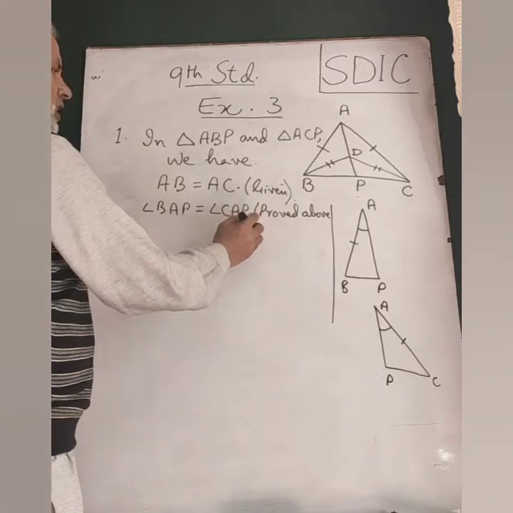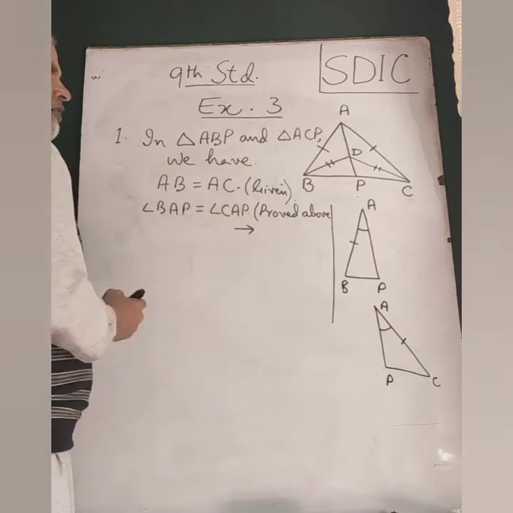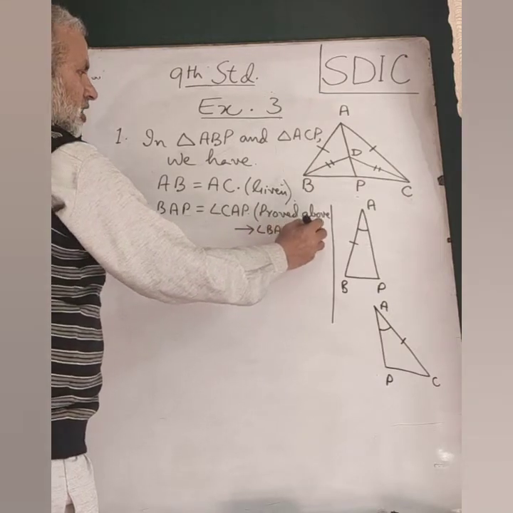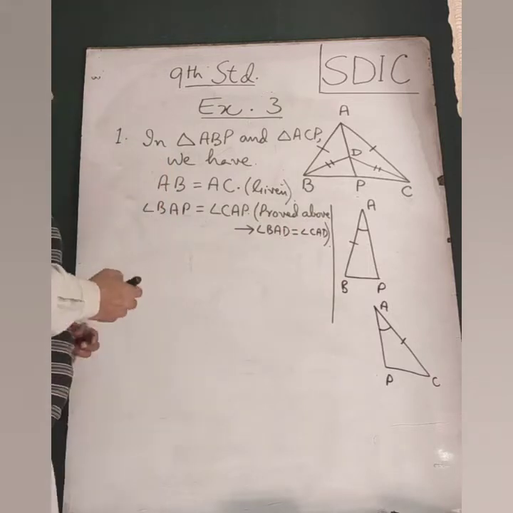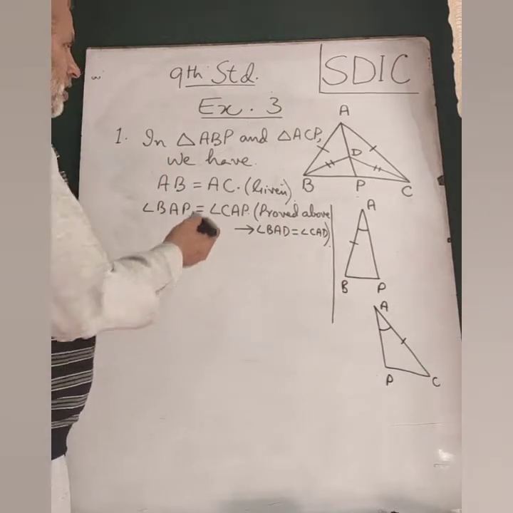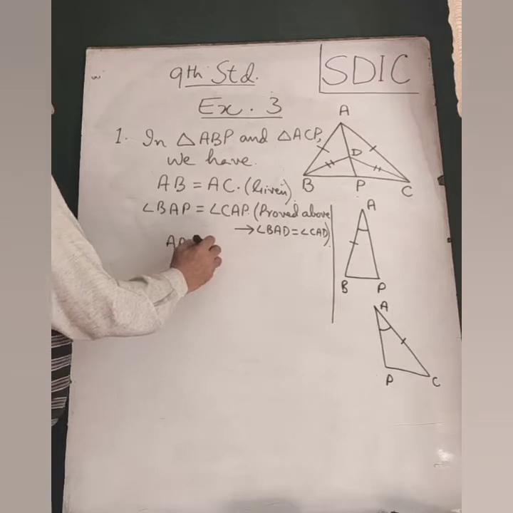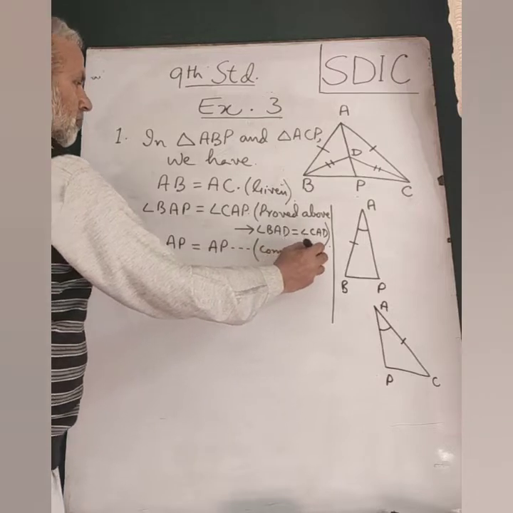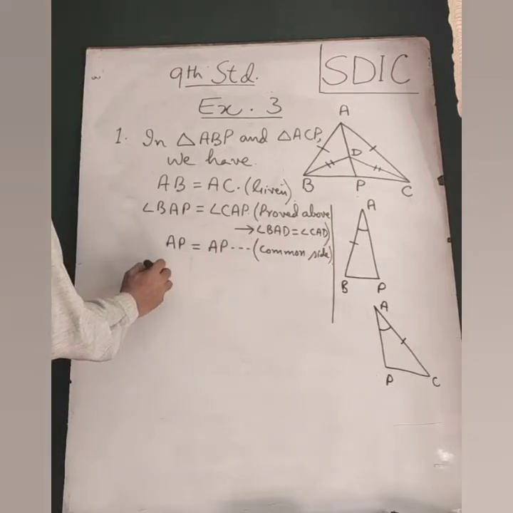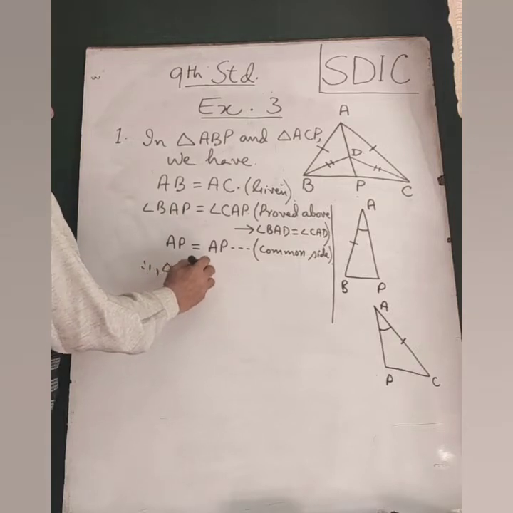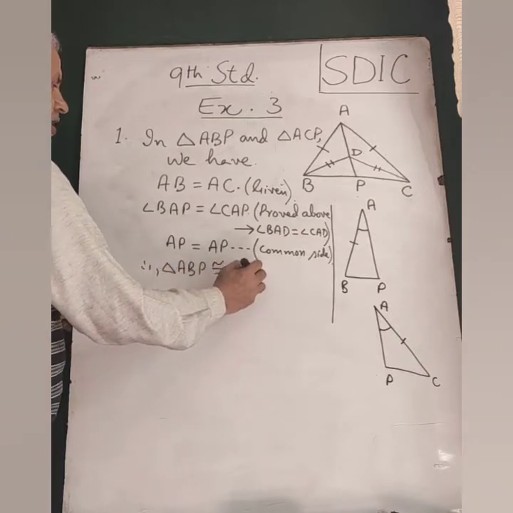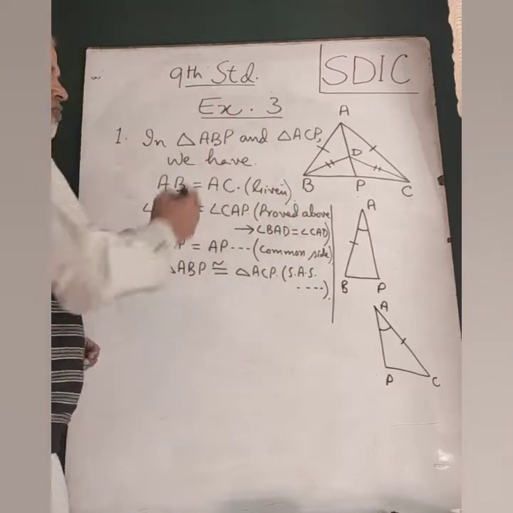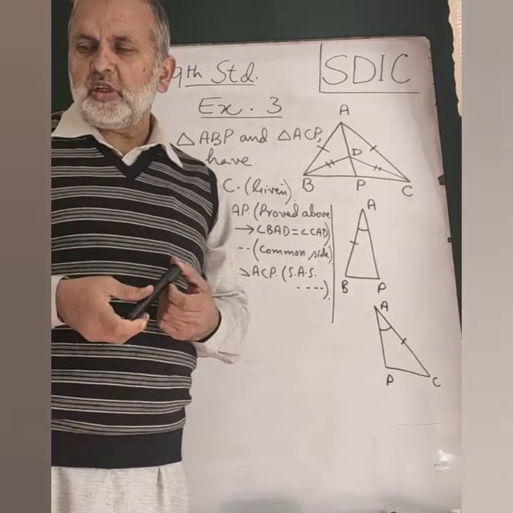Now what we proved earlier, to be precise, you write that result that we have proved, angle BAD we have proved equal to angle CAD there. This will make things more clear. And the third point is common side. AP is equal to AP, common side. Therefore, the conclusion will be 2 triangles are congruent. Triangle ABP is congruent to triangle ACP. SAS congruency rule we have used. That proves our second part.